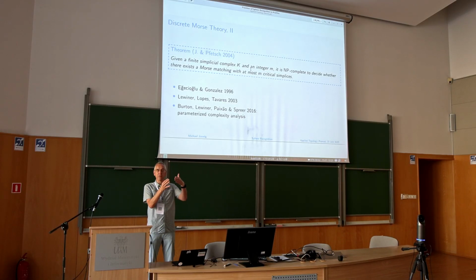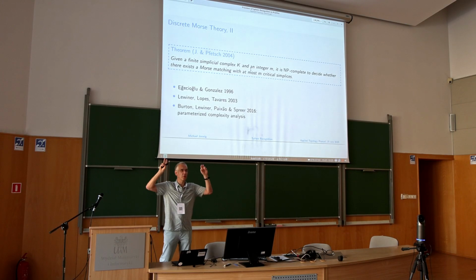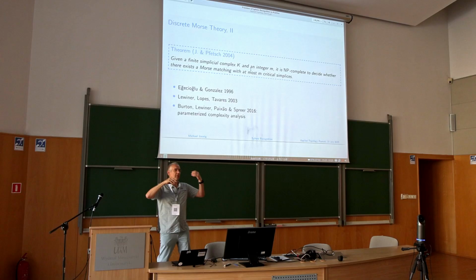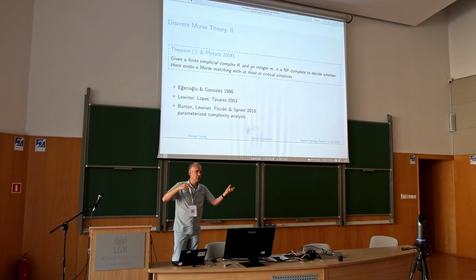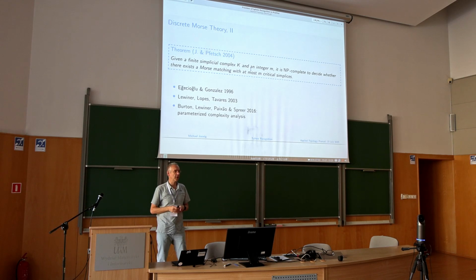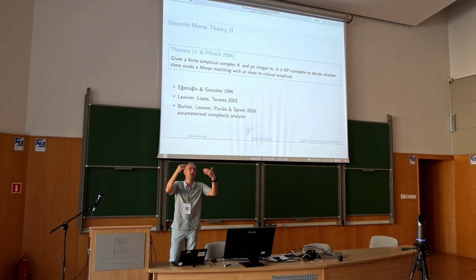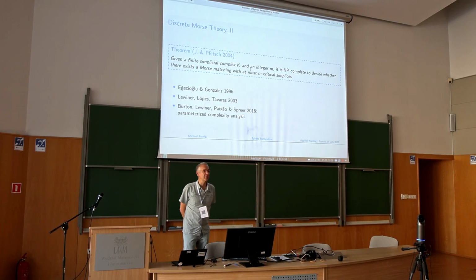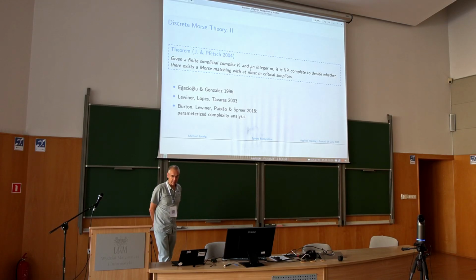You saw this cell decomposition of the projective plane. You start out with this triangulation, which is inefficient in the sense that you need rather many cells to describe the projective plane. But with just one 0-cell, one 1-cell, and one 2-cell, that is way more efficient. These corresponded to the critical cells, the unmatched faces of my Morse matching. Now, you would like to find efficient Morse matchings with as few critical cells as possible, and then unless P is equal to NP, you cannot have this in polynomial time. This is what this result says.